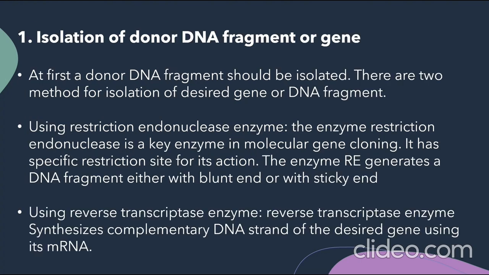First step, isolation of DNA fragment or a gene. The target DNA or gene to be cloned must be first isolated. The desired gene may be isolated by using restriction endonuclease enzymes, which cut DNA at specific recognition nucleotide sequences known as recognition sites towards the inner region, producing blunt or sticky ends. Sometimes reverse transcriptase enzyme may also be used, which synthesizes a complementary DNA strand of the desired gene using its mRNA.